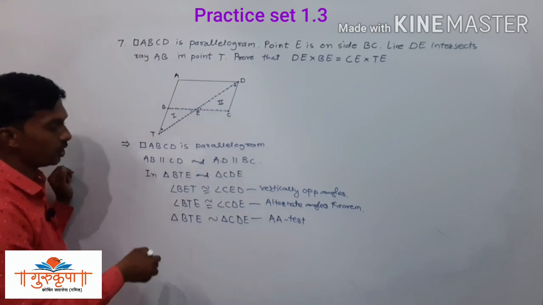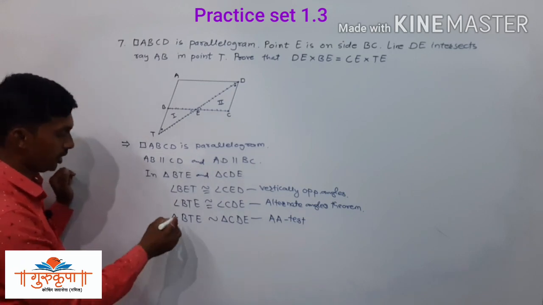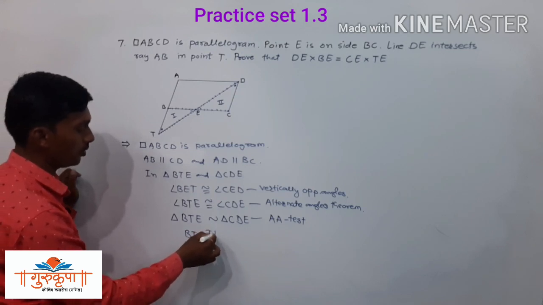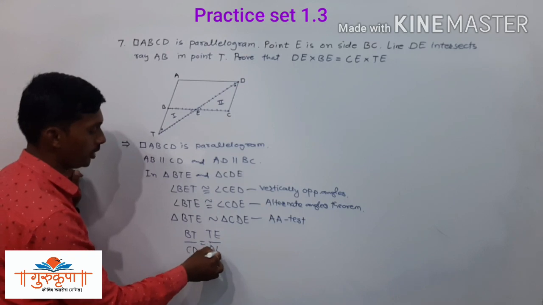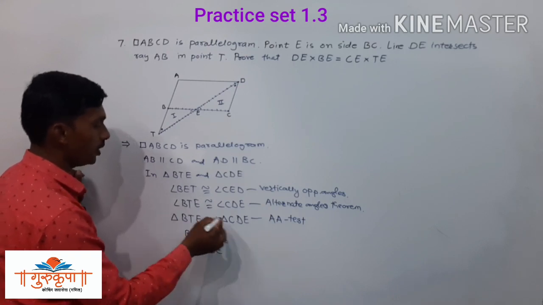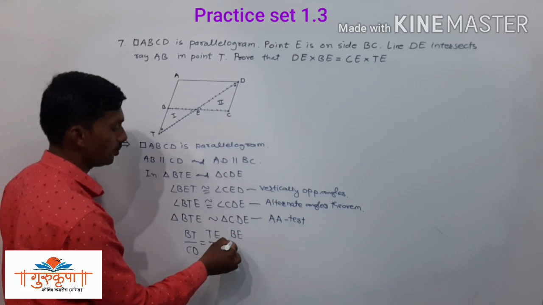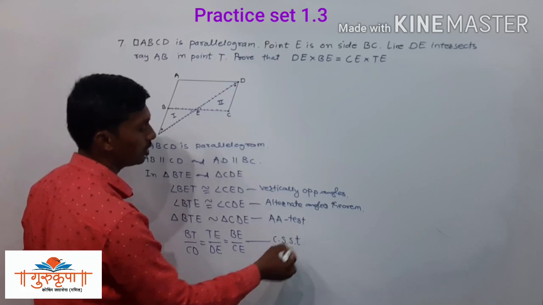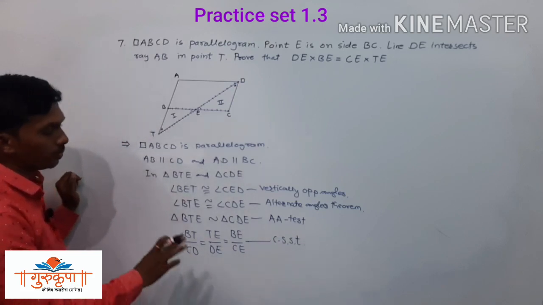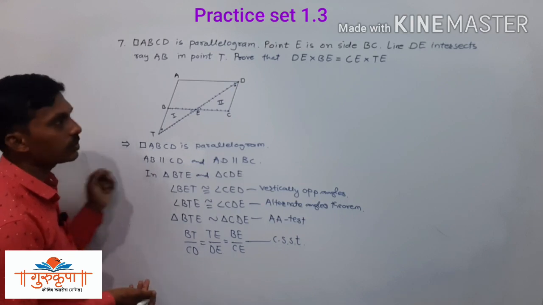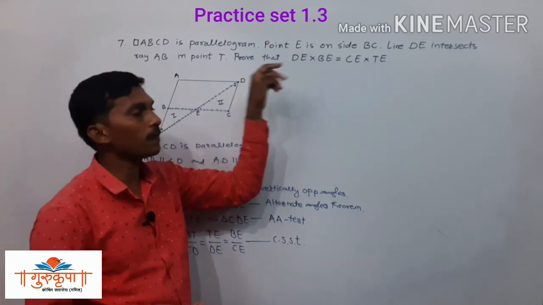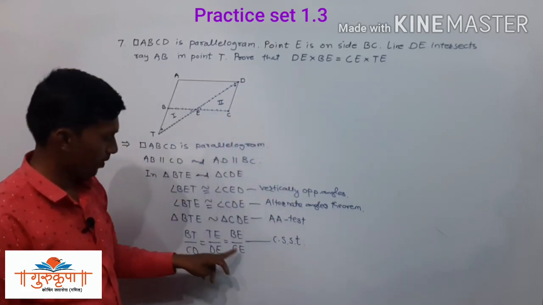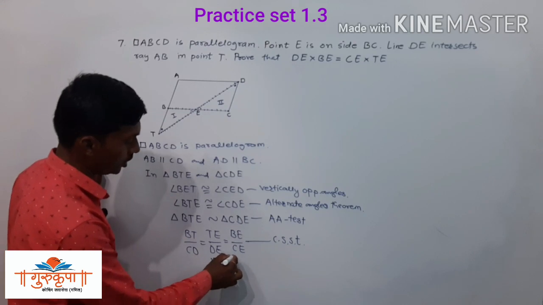Now put their corresponding sides in proportion, that is BT upon CD is equal to TE upon DE. It is equal to BE upon CE. Reason is corresponding sides of the similar triangles. Now we have to use only two ratios, and which ratios we have to use? See which sides are there in the proof. We have to use those ratios only here, TE into CE. So we have to use these two ratios.